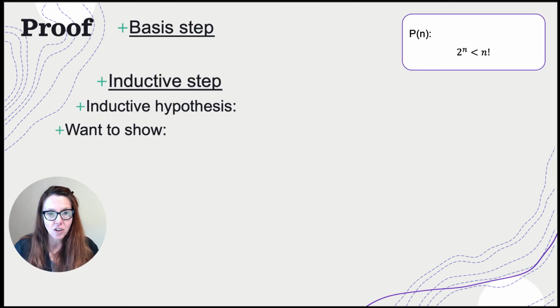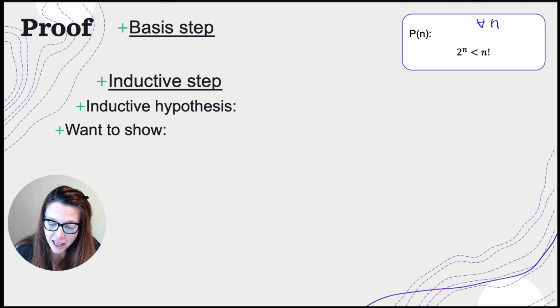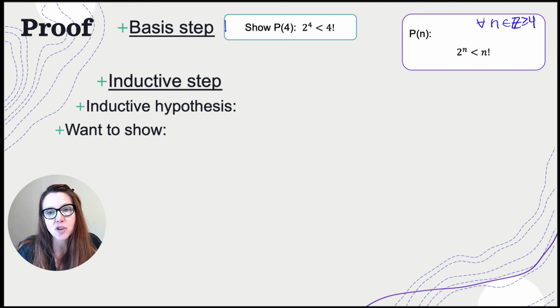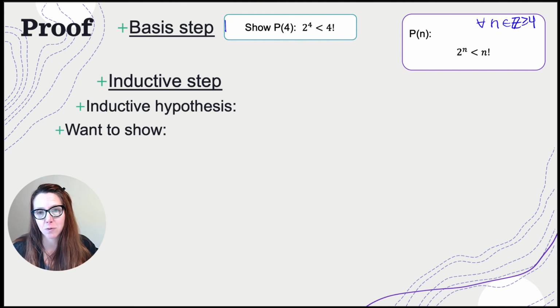All right, so that's our basis step. Our approach: we want to show that this is true for all n in Z greater than or equal to 4. And so our basis step is to show that P(4) is true. That's showing 2 to the 4th is less than 4 factorial. So we want to show that for all n greater than or equal to 4, 2 to the n is less than n factorial. But we have to start by showing that we can reach the first rung of the ladder, and that we do by showing that 2 to the 4th is less than 4 factorial.